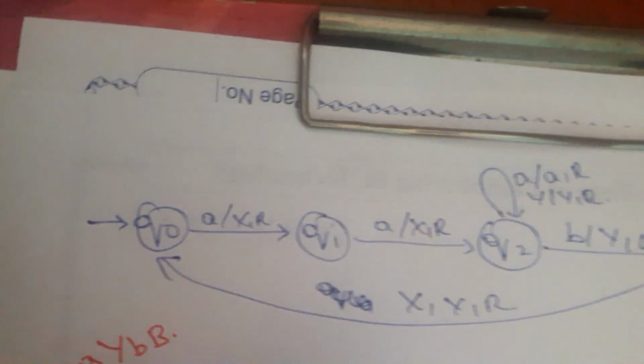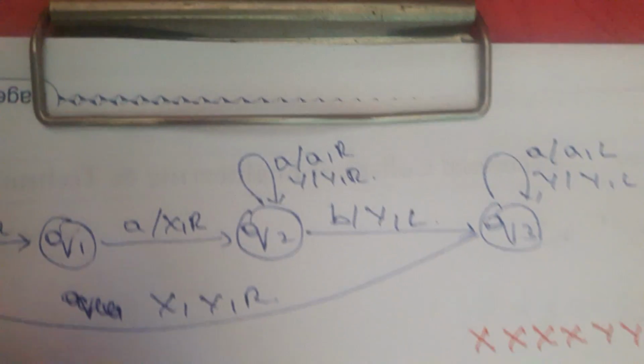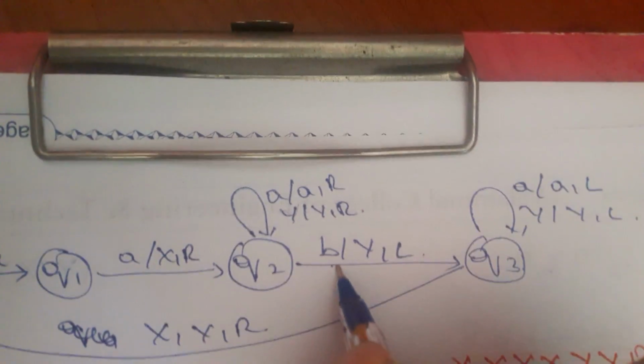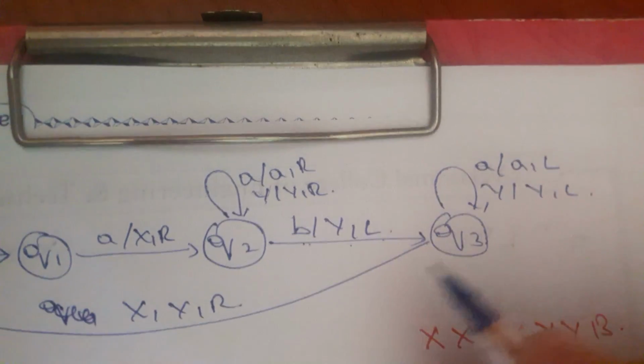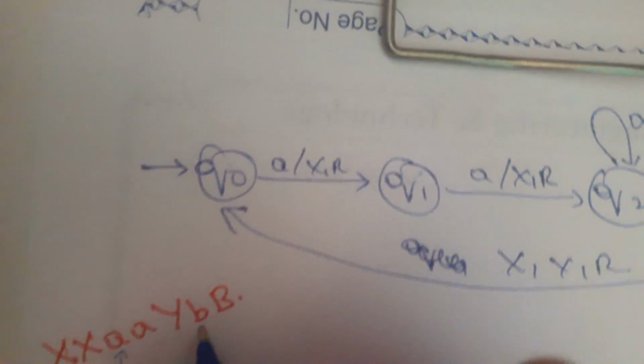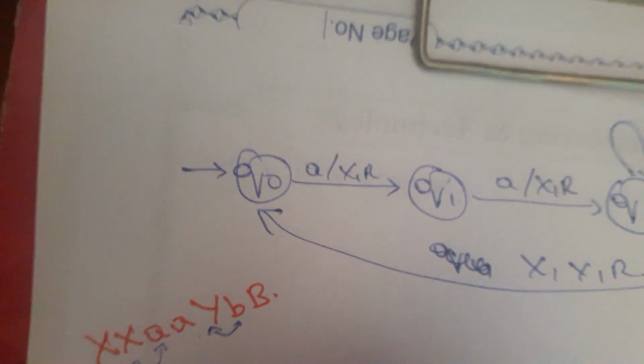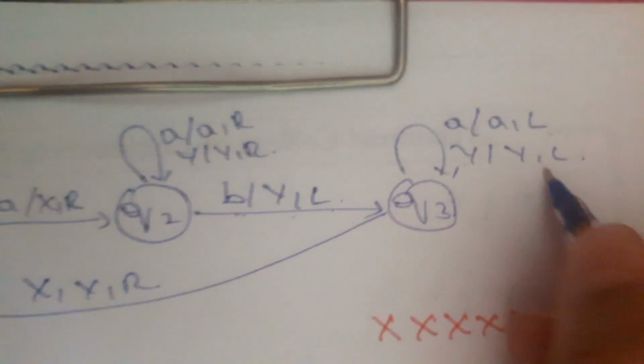Now on moving to the right, we can come across y's. So we can keep y as such and move to the right, and when we come across b, we convert the b as y and move to the left. On moving to the left, we can come across y's. So we keep y's as such and move to the left. Now our word will be like this. Here all the a's and all the b's are converted to x's and y's.